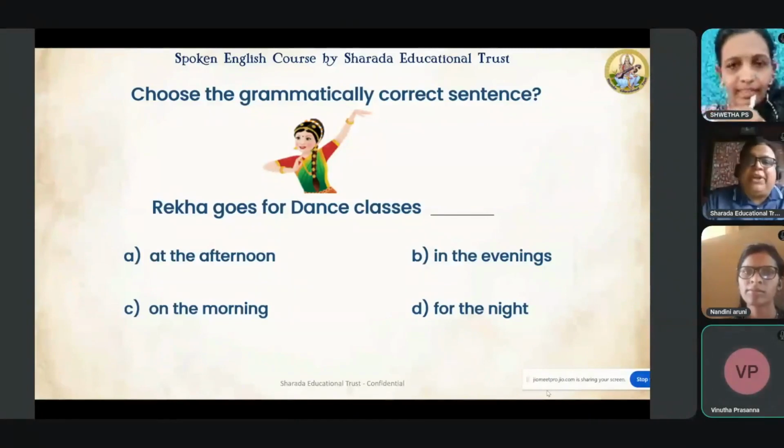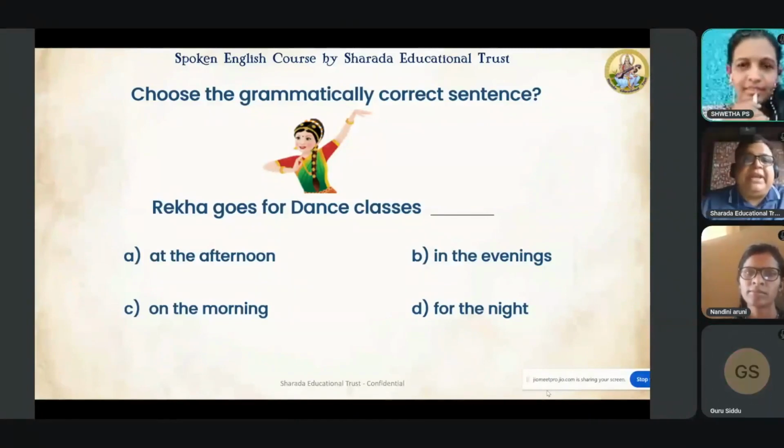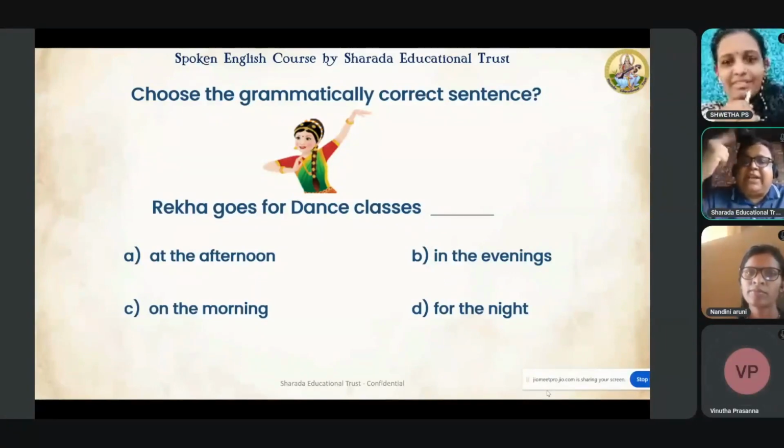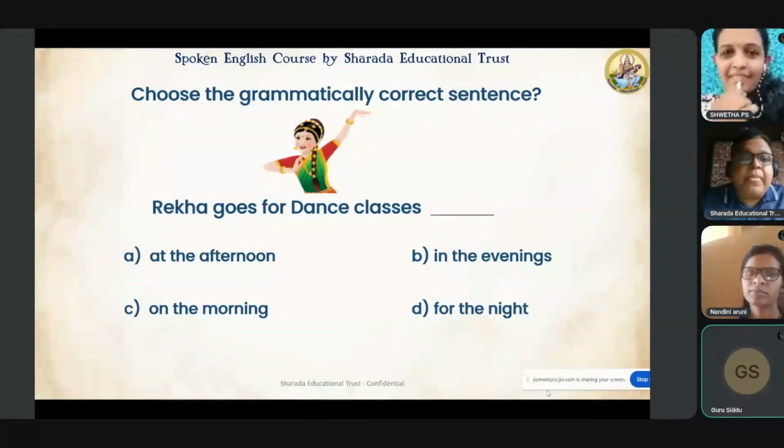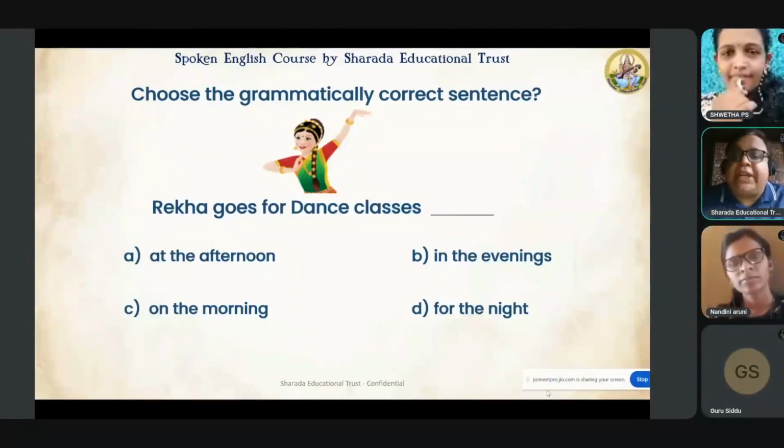So the preposition is important. Forget morning, afternoon, evening. It could be Rekha goes for dance class in the afternoon. The word in is important here. Like that preposition quiz I asked some time back. Chikbalapur is near Bangalore. Sir, by the morning, is it wrong? Absolutely. You can't say Rekha goes for dance classes by the morning. In the morning, okay, sir.